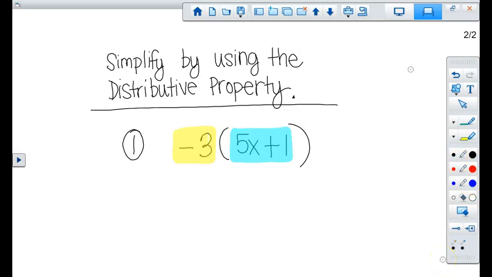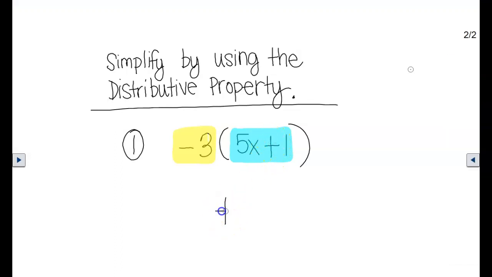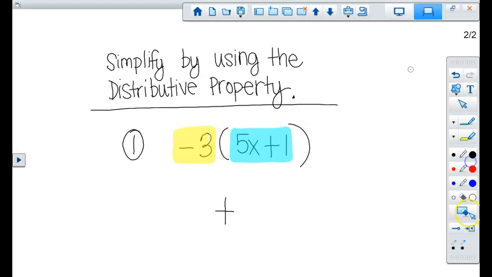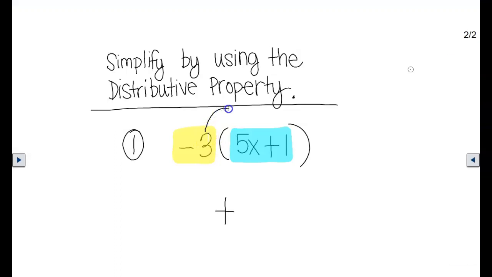So here's what I'm going to do. There's a plus sign inside of my parentheses, so I'm going to come down here and put my plus sign just to get myself ready. To multiply that negative 3 by this group, I want to multiply the negative 3 by each member of the group. So we're going to start out by doing a negative 3 times that first member, which is 5x. So right now I'm doing a negative 3 times 5x.